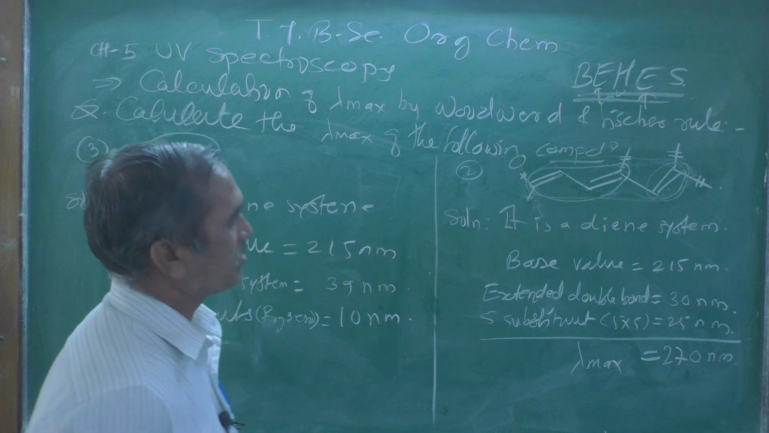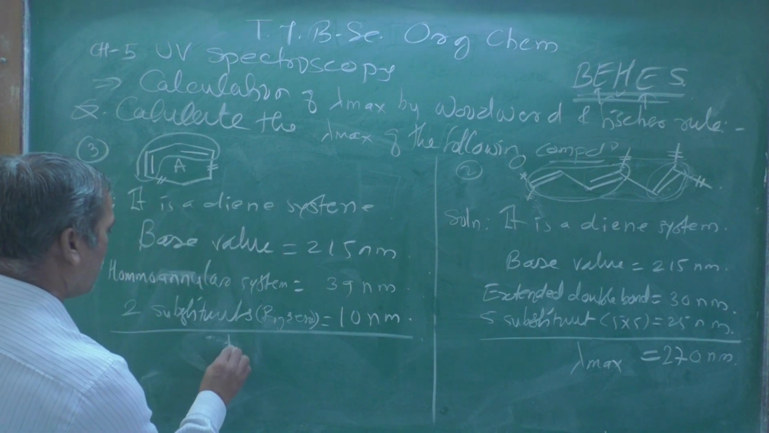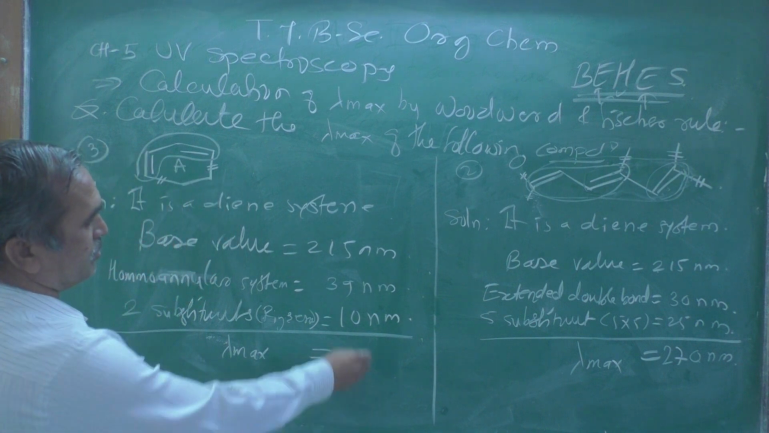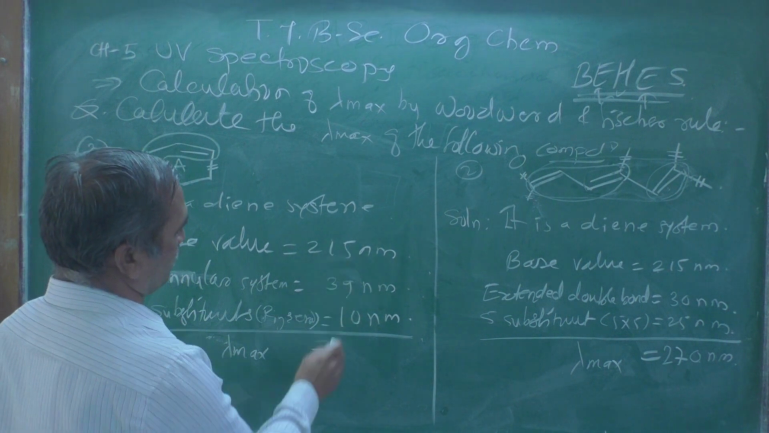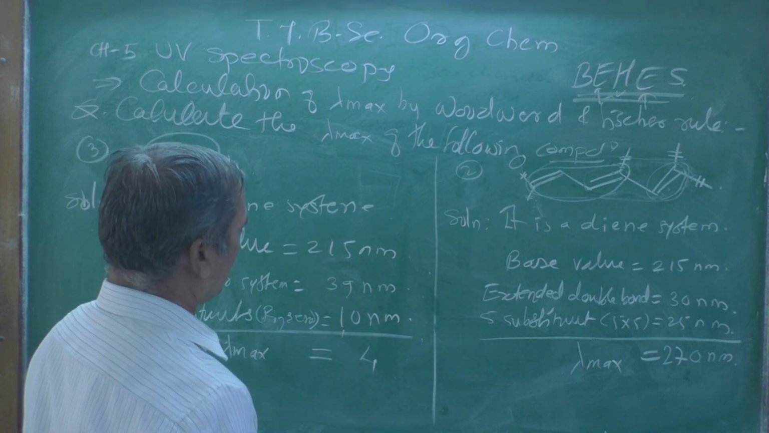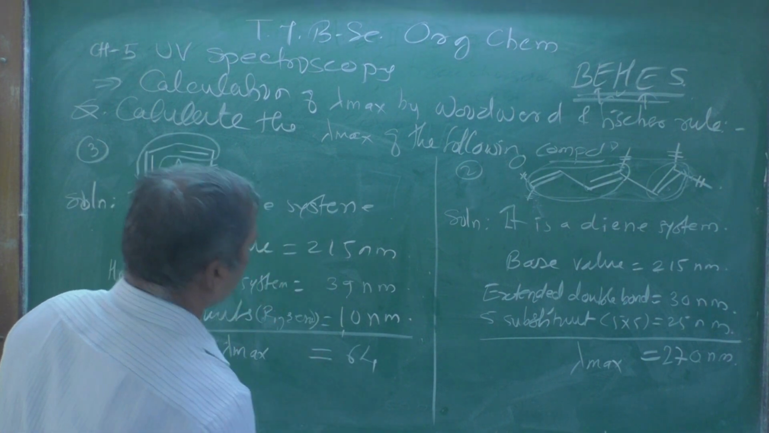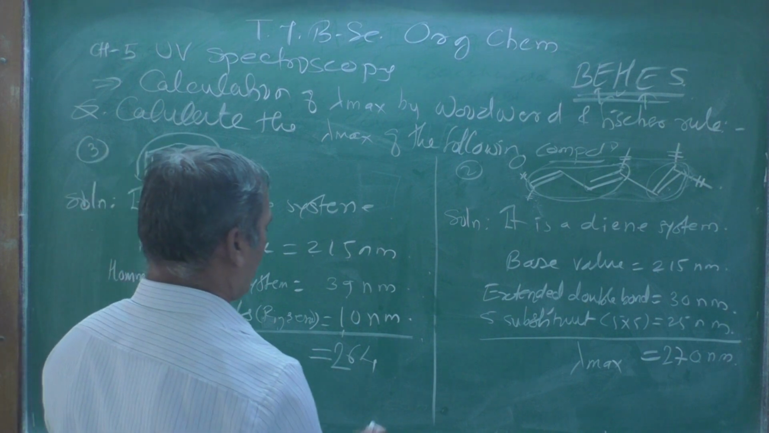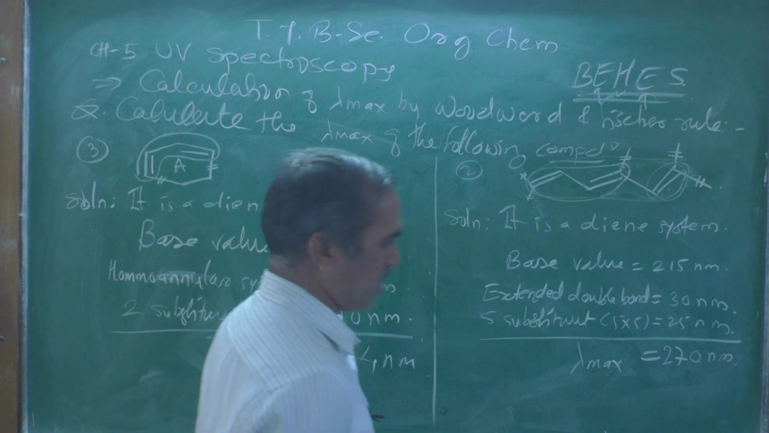Right? So that's it. And then you can write here lambda max, you just add it properly. 9 plus 4, 14, therefore 4, and 1 you can consider here, add here 1, 2, 3, 4, 5 and 6, this is 6, and 2 as it is, so 264 nanometer. That is the right answer.